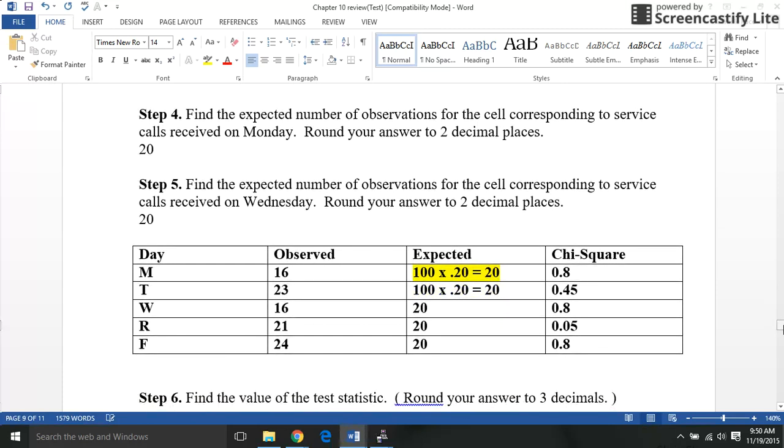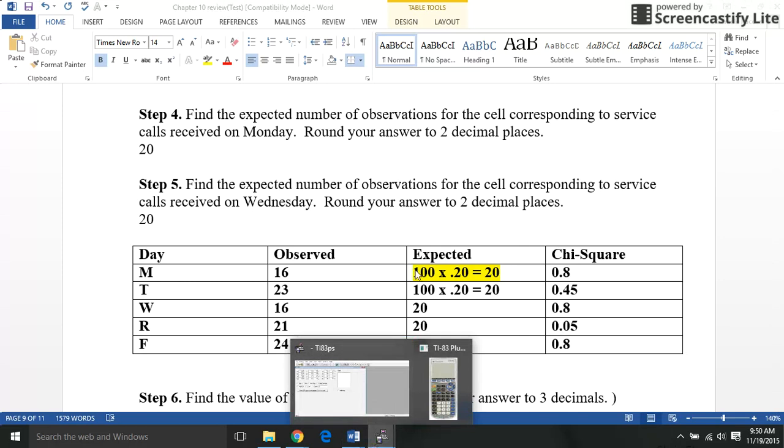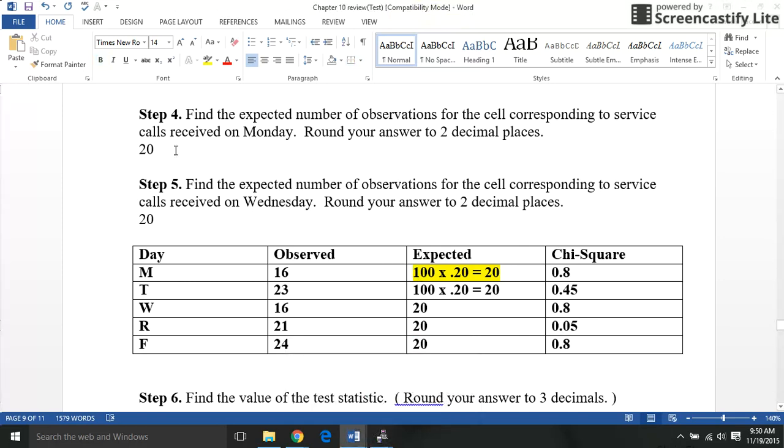To get my expected number of observations, I made a table below to make it easier for us to look at. I have the days of the week, the observed values, which I got from above, and the expected. To get the expected, I use the sample size of 100, which is all the observed added together, times 0.20, or 1 over 5, and it equals 20. Because all the proportions are the same, these are all going to be 20. So I can just put 20 for Monday and 20 for Wednesday, because they're all going to be 20.